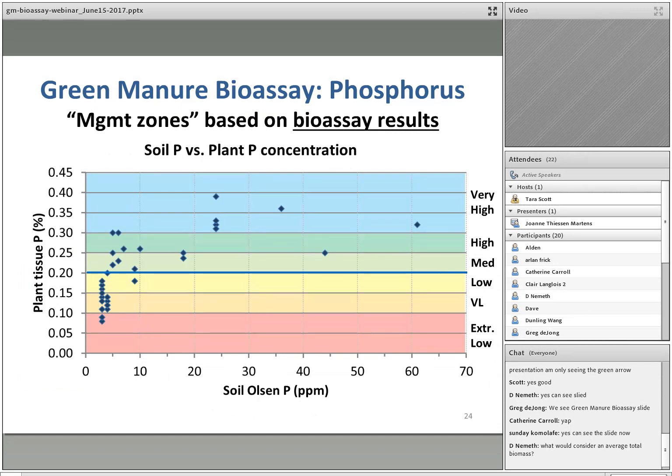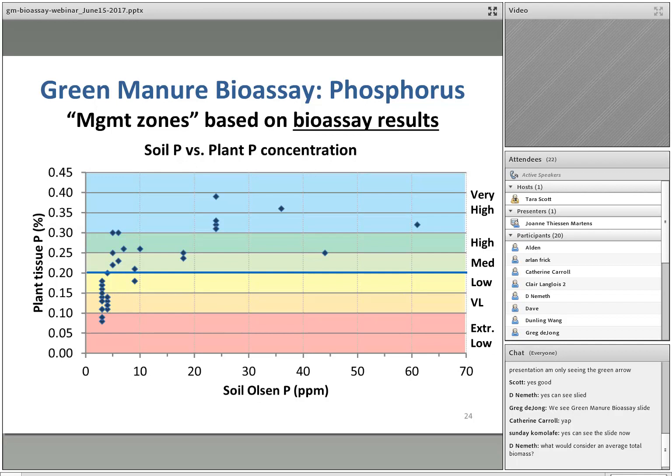So based on those phosphorus concentrations in the plant, we can sort of divide things into different management zones based on those results. And this is actually the data that I've gotten from my own sampling over 2 years, 2015 and 2016, on organic farms all over Manitoba and a couple in Saskatchewan.